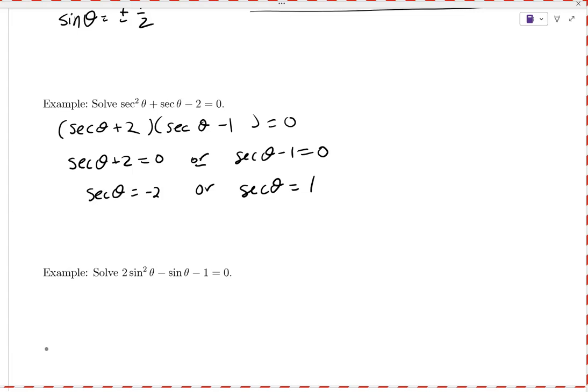Now again, if you remember when secant's equal to negative 2, or remember when secant's equal to 1, you can go right to the answers from here. However, if you don't remember that, write it in terms of cosine. Do the reciprocal of both sides.